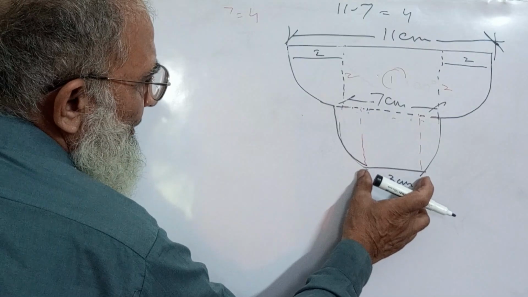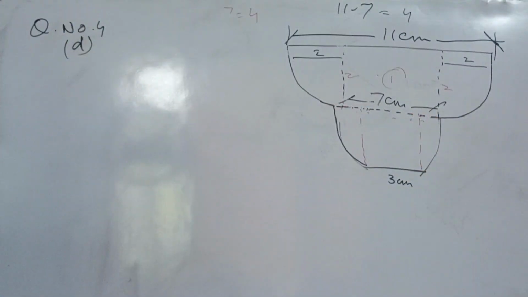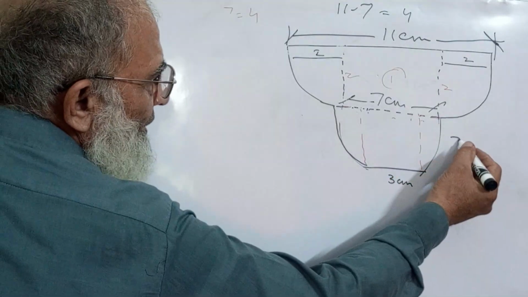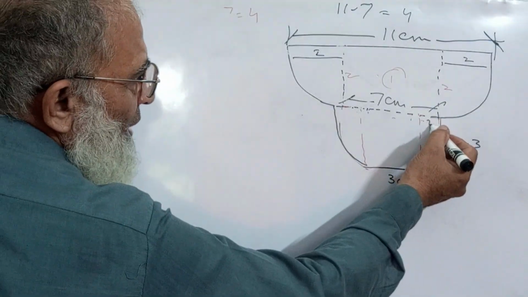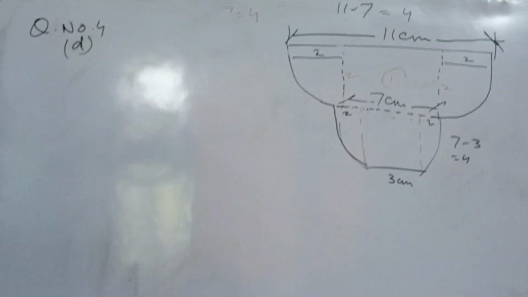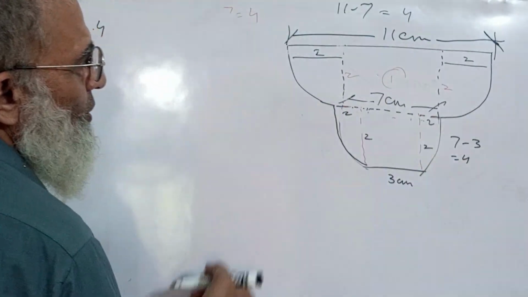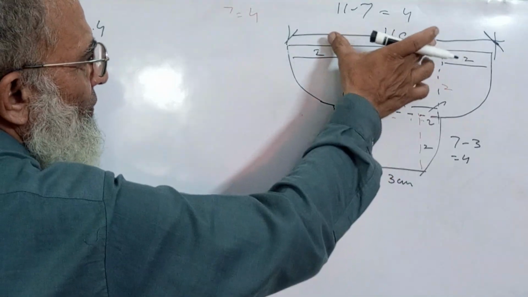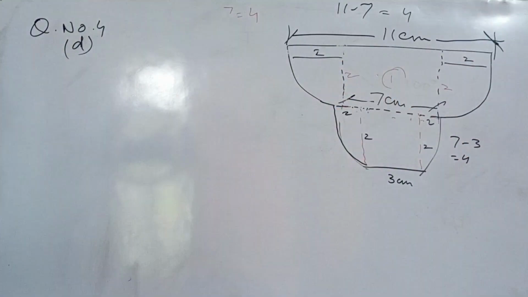Now you see that this straight line is 3 centimeter and this parallel straight line is 7 centimeter. If I subtract 7 minus 3, it will be 4. So 2 will come over here and 2 will come over here. And since this is the radius, this is 2 also. And similarly, for this 11 minus 7 is 4 again. So 2, 2, 2, 2 will remain here.